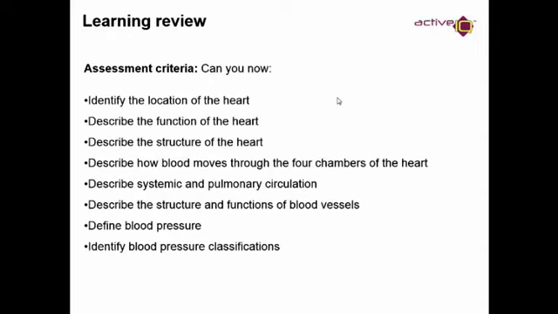We should know about the systemic and pulmonary circulation. Remember, systemic is looking at the blood flow of the oxygenated blood. Pulmonary is looking after the deoxygenated blood and taking that back to the lungs to collect more oxygen. We know about the structure of the blood vessels in terms of the arteries have more muscle, the veins are slightly smaller but they do have valves in them. We know what blood pressure is, and we should be able to identify different blood pressures that are indicative of high or low or optimal blood pressure.